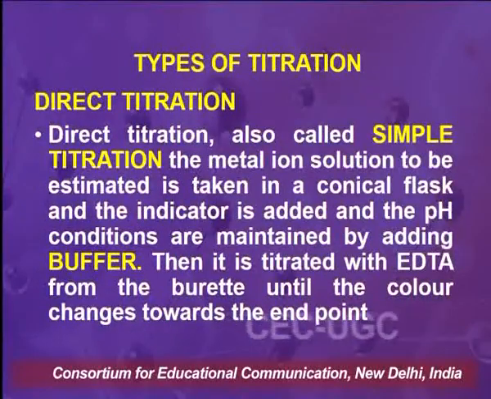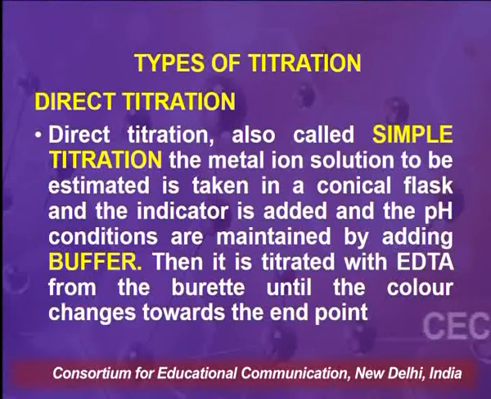Moving on to the various types of titrations which can be performed with EDTA, or complexometric titrations. The first type is the direct titration, also called simple titration. The metal ion solution to be estimated is taken in a conical flask, the indicator is added, and the pH conditions are maintained by adding a buffer. Then it is titrated with EDTA from the burette until the color changes towards the end point.